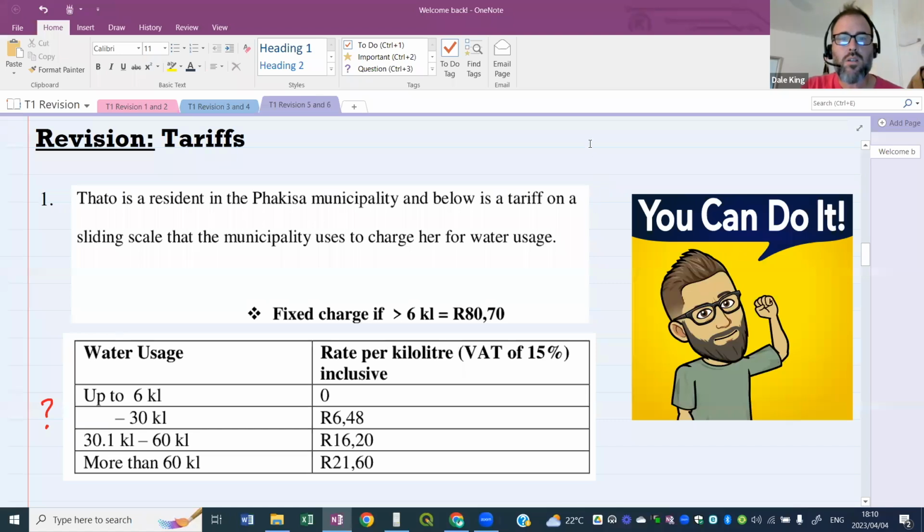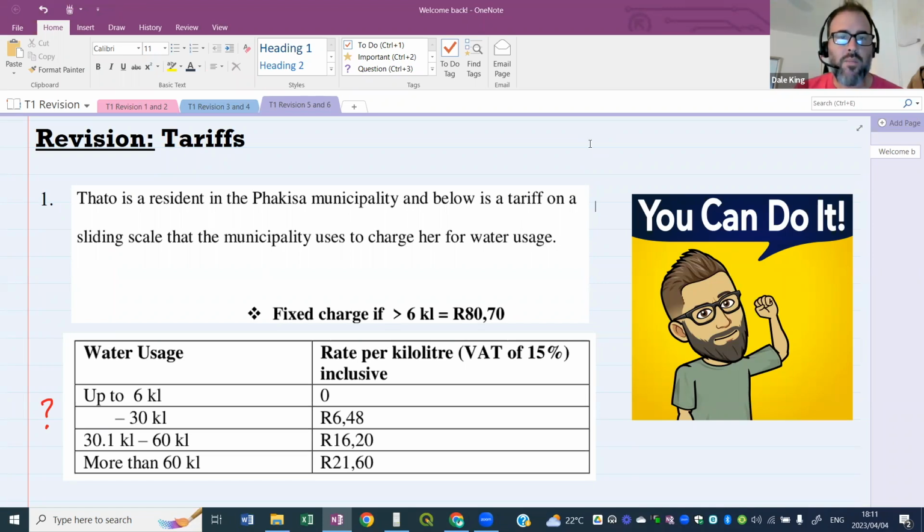Okay, so let's have a look at this scenario here. It says Tato is a resident in the Pakisa municipality, and below is a tariff on a sliding scale that the municipality uses to charge her for water usage. Every municipality has these kinds of tables on their website. Every municipality uses this kind of sliding scale to charge people for water and electricity. You do see these tariff tables used in other instances, but it's mostly for water and electricity charges here in South Africa.